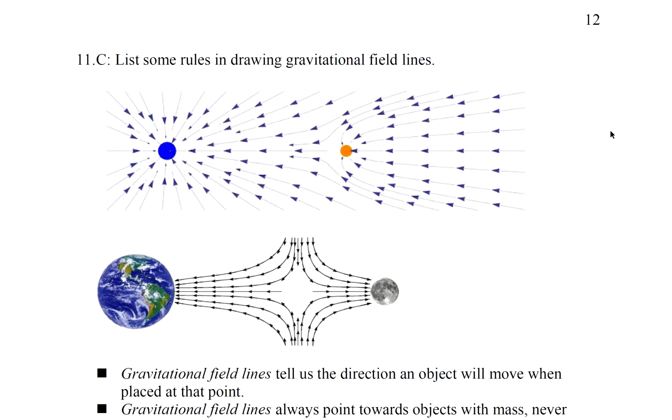You can see by looking at this top image, the blue object has more mass than the orange object, because if you look between the blue and the orange, more lines go towards the blue.